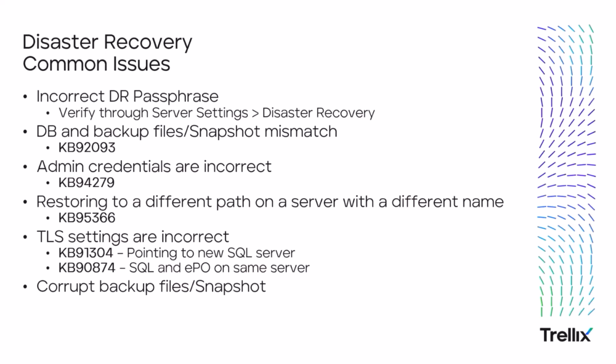But as it stands right now, if you are restoring to a server with a different name and you need to restore to a different path, you may need to use the manual disaster recovery process. So if possible, if you're using a different server name, then keep the same path. Most of the time that's feasible, and the disaster recovery snapshot recovery feature, I should say, will succeed fine.